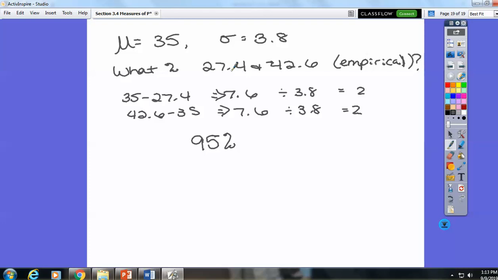You enter it into your L1. You go to your stat edit, enter your L1, and then you can go into calculate one variable statistics, get your mean, median, standard deviation, all of that. If you're comparing standard deviations, a higher standard deviation means what? More spread out. So if I'm asking which group has more variability, the higher the standard deviation, the more spread out it is.